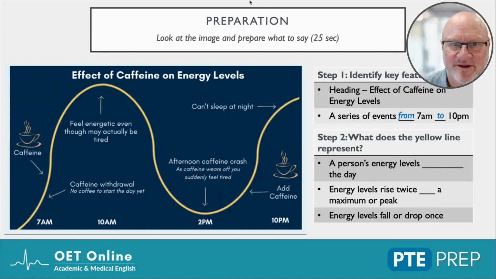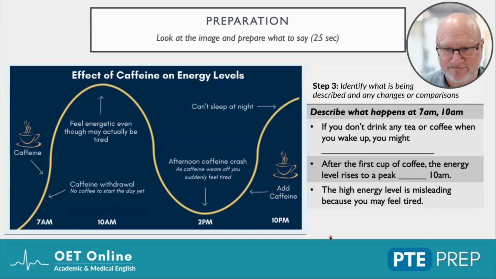All right, let's have a look at step two. What does the yellow line represent? Well, I think we know that's our energy levels, isn't it? A person's energy levels throughout the day. Energy levels rise twice, you can see two, to a maximum or a peak. Energy levels fall or drop just once on this chart.